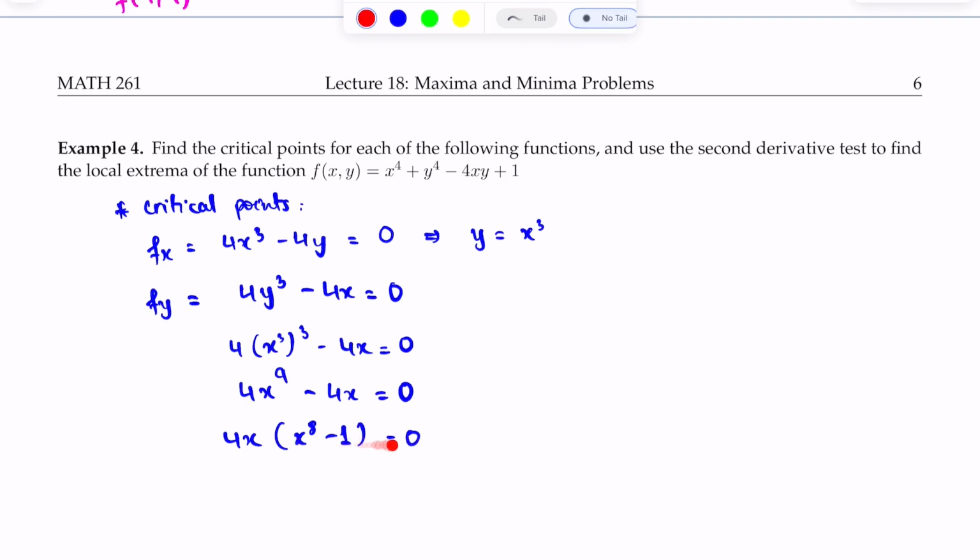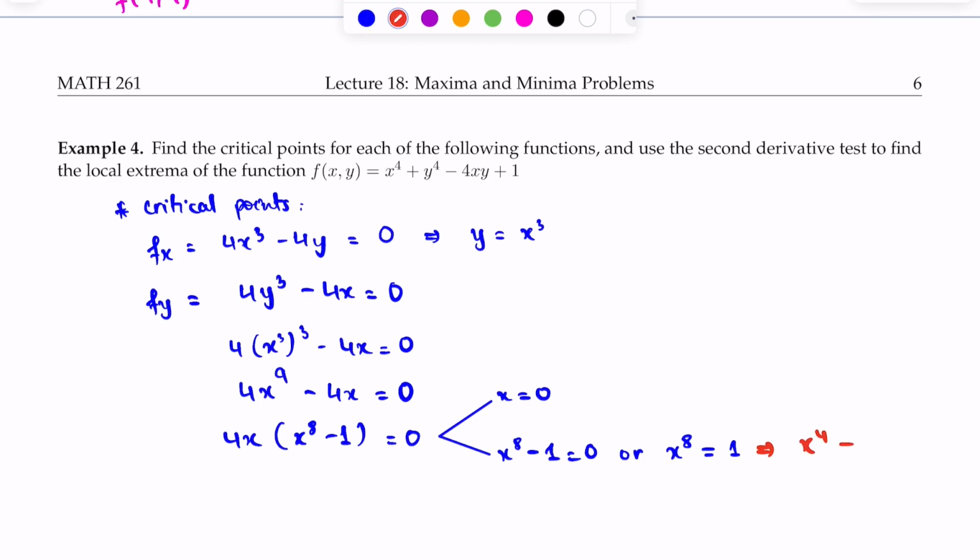When you solve this equation, you have x equal to 0 as one solution to the equation. Then you can solve x to the 8 minus 1 equal to 0, or x to the 8 equal to positive 1. When you take the square root on both sides of this equation, you're going to get x to the 4th equal to plus and minus 1, but we're going to eliminate the negative value as we just consider real-valued functions. So I'm going to drop the negative 1 and just have x to the 4th equal to 1.